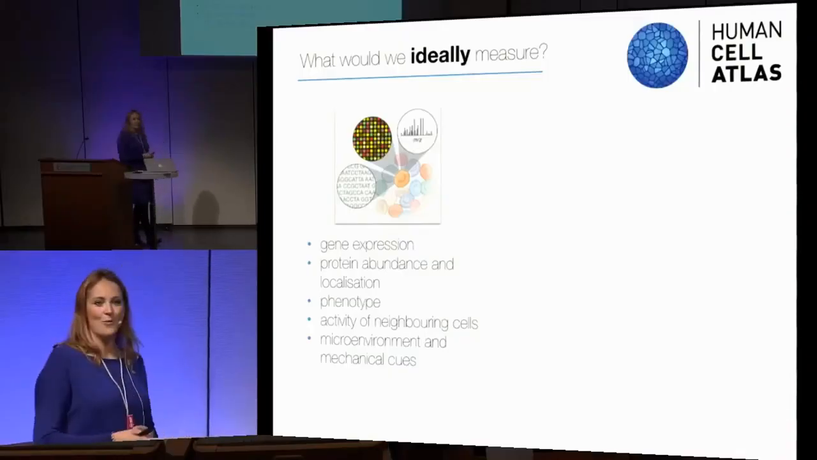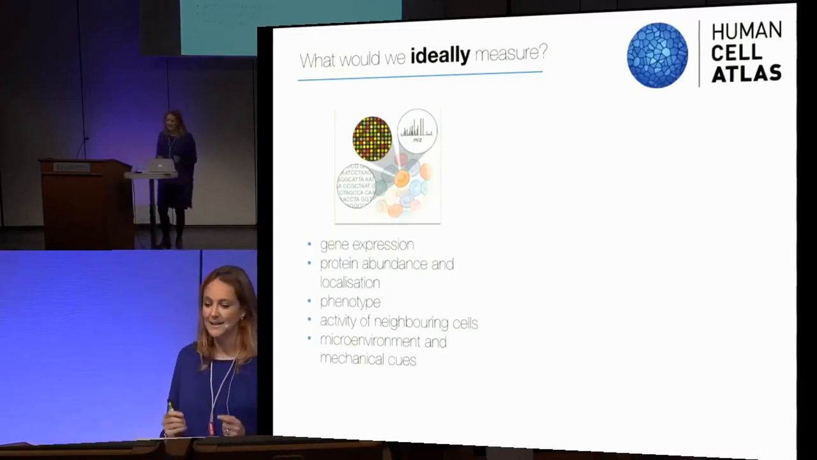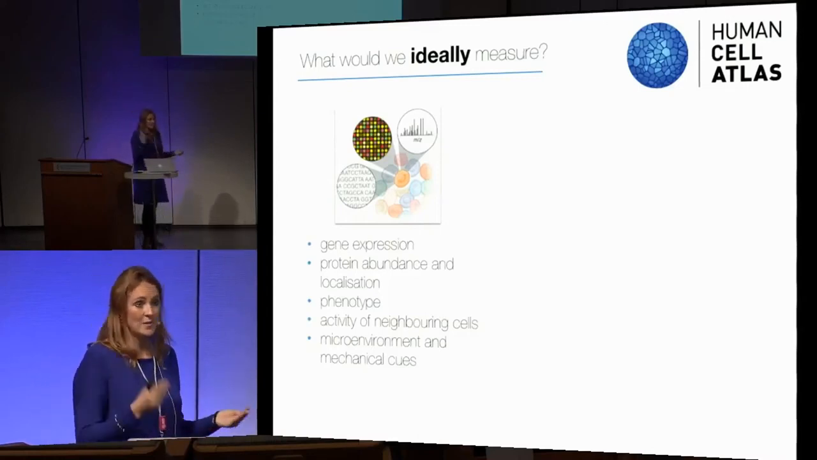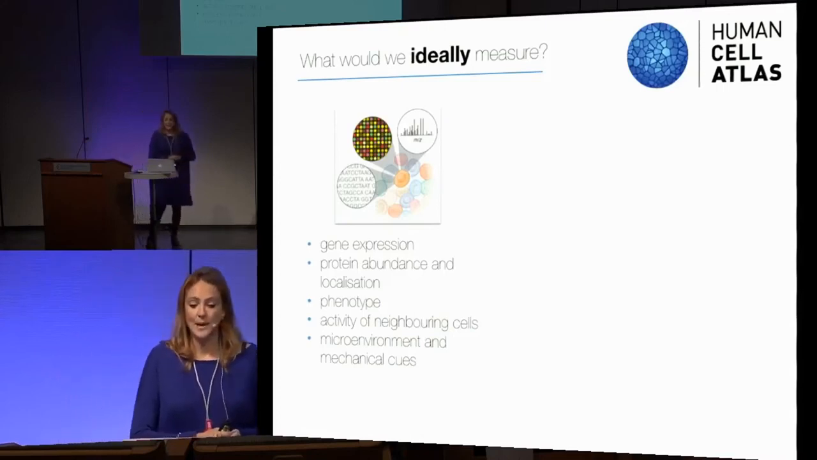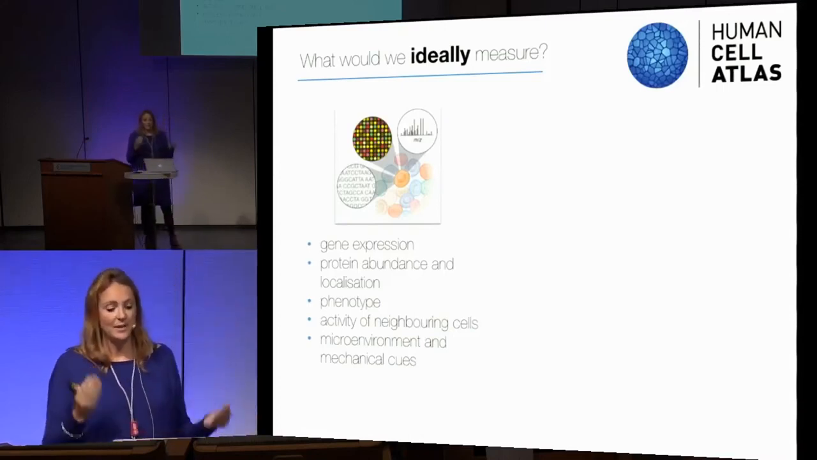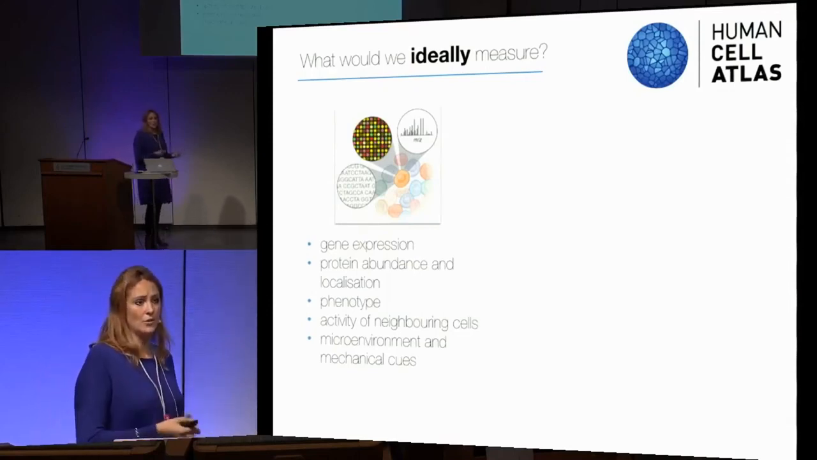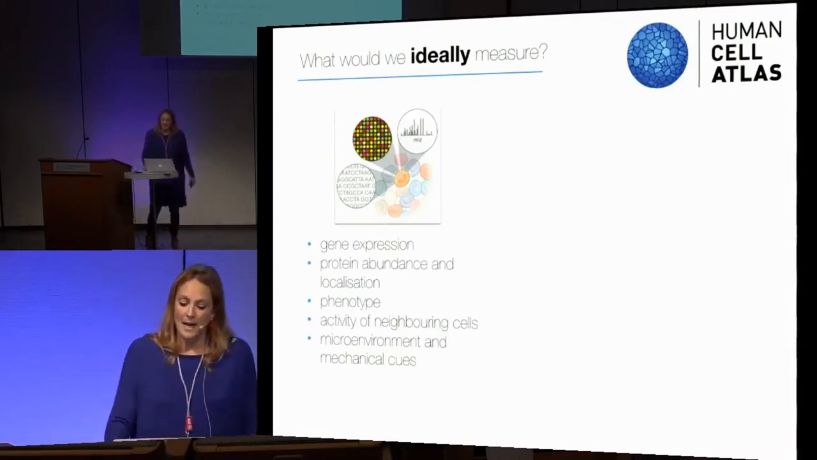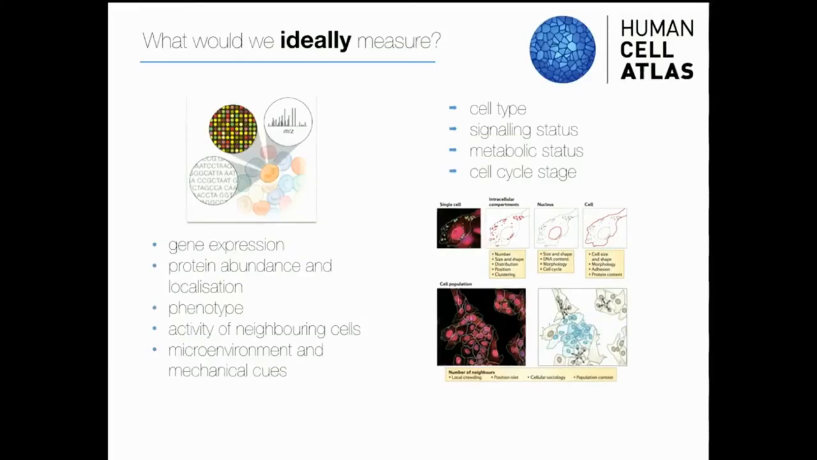So now I go to my ideal world. What would I like to measure in every single cell at any instant in time? I would like to look at gene expression and protein abundance and localization, because this brings us much closer to the phenotype, which is my definition of a cell type, and to the activity of the neighbors, but also the microenvironment and the mechanical cues of the surrounding tissue, because this clearly drives a lot of differentiation steps. This will give us information about the cell type, the signaling status, and the metabolic status.